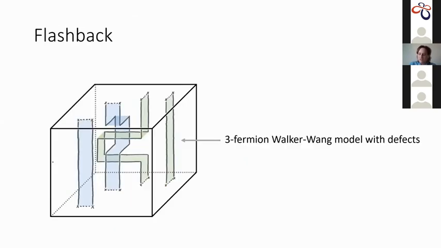And yes, it's not what I advertised at the start of the talk, so maybe this was kind of a bait and switch, but I'm going to address that now. At the start of the talk, I said we were going to take this 3 fermion Walker-Wang model, which is like a short-range entangled state in 3D, and I was going to have these defects in the lattice, and then I would do measurement-based quantum computation to implement my topological quantum computation.